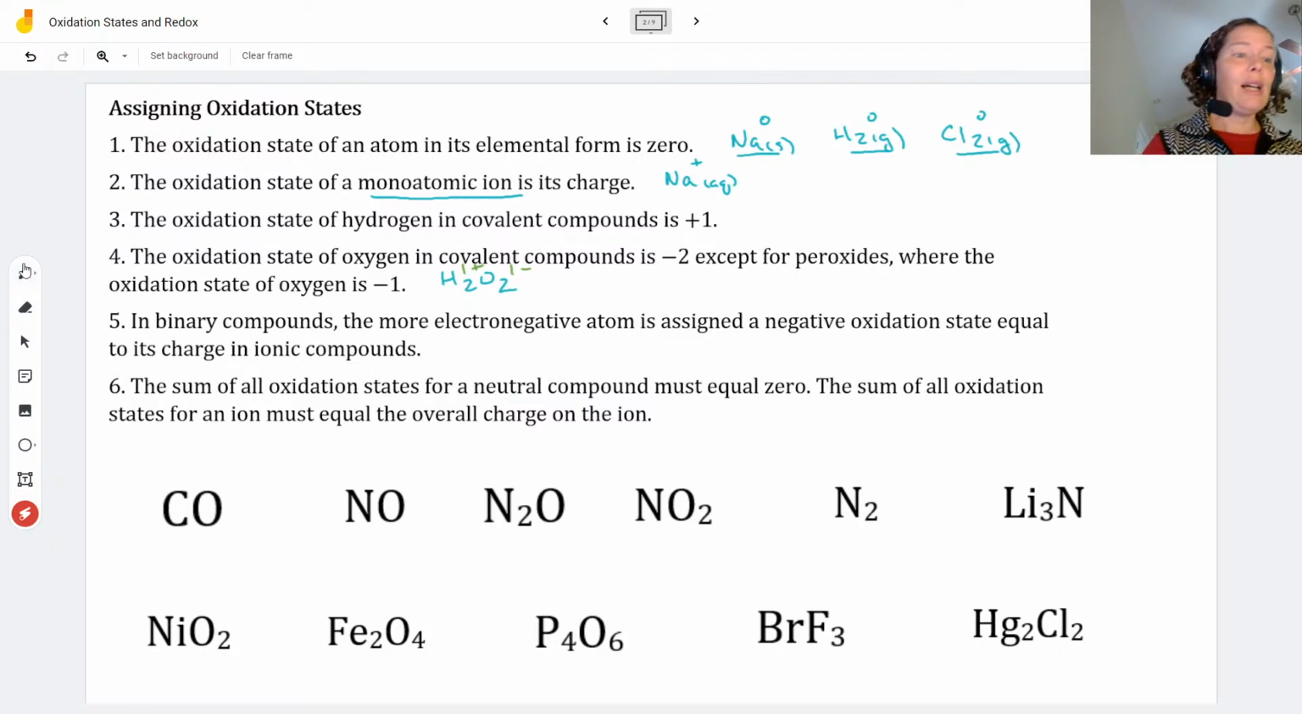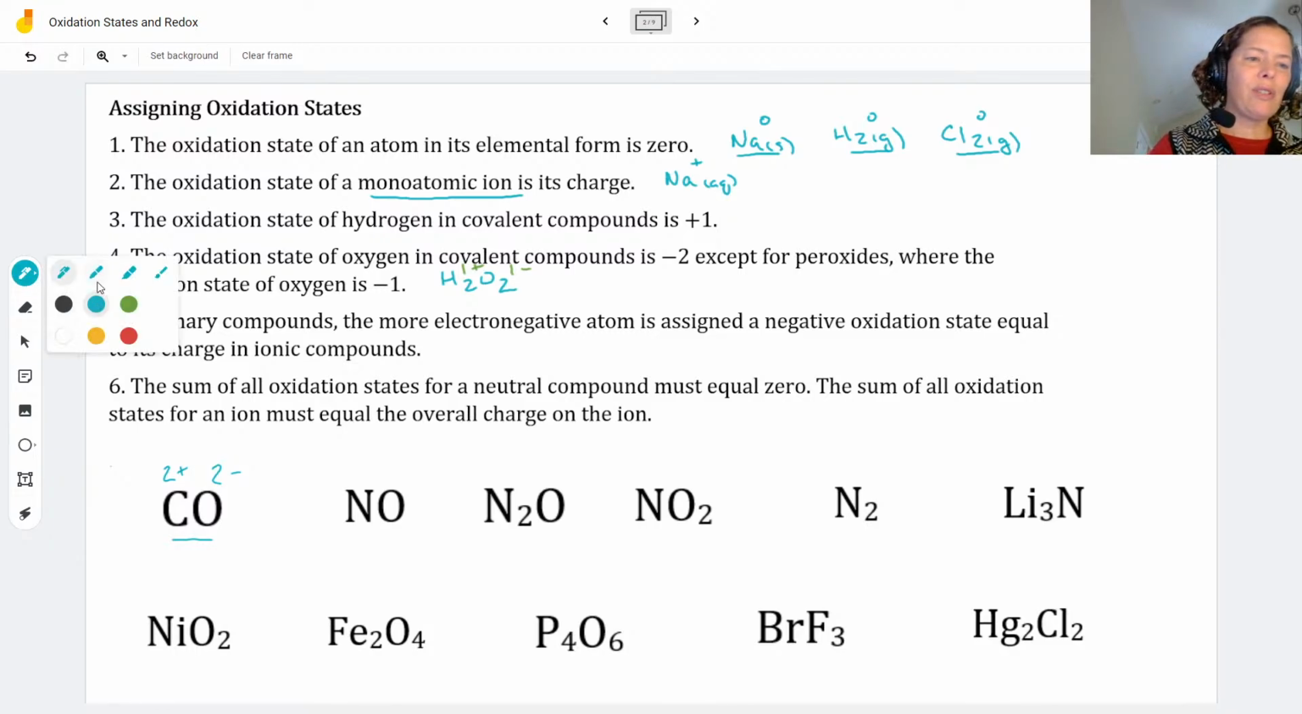Okay, so let's go ahead and work some examples here. Starting with carbon monoxide, I am going to use rule number 4. The oxidation state of oxygen is -2. So there is my -2. I am also going to use rule number 6. This is a neutral compound, so the sum of my oxidation states must equal 0. Therefore, the oxidation state of carbon is +2 or 2+.